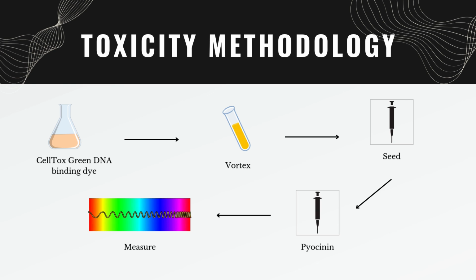For the toxicity test of pyocyanin, the proposed method is an in vitro cytotoxicity assay using CellTox Green DNA binding dye, a fluorescent dye which penetrates dead cells. The protocol is the following. Add CellTox Green DNA binding dye to a dilution of 1 to 500 in the culture medium. Then mix the tube containing the suspension of cells to ensure dye homogeneity prior to seeding into assay plates. After that, seed the cell suspension in opaque-wall assay plates. Then add pyocyanin at different concentrations as well as the vehicle controls for a final dye dilution of 1 to 1000. Finally, measure fluorescence intensity.